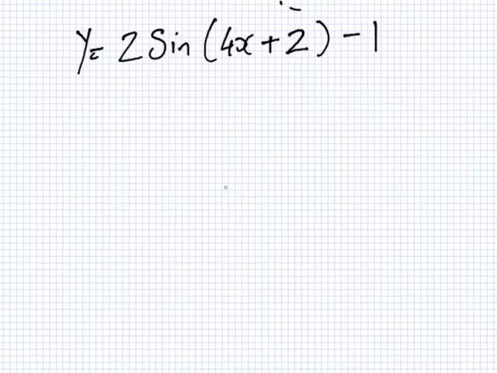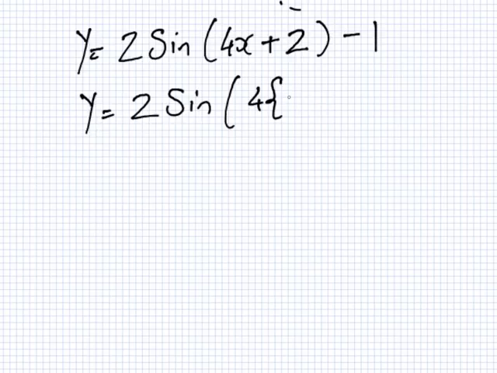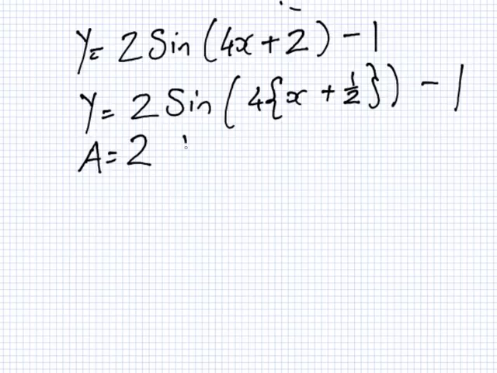Okay, we got that? So what do I need to do first? What's my first step? X and Y? Like draw the, well, even before that, what's the maximum and minimum? Yeah, factorize the 4. So I say y equals 2 sine 4 times x plus half. Close, close. So here we can write down a equals 2, b equals 4, c equals a half, and d equals minus 1.